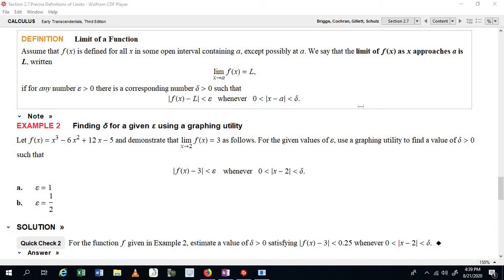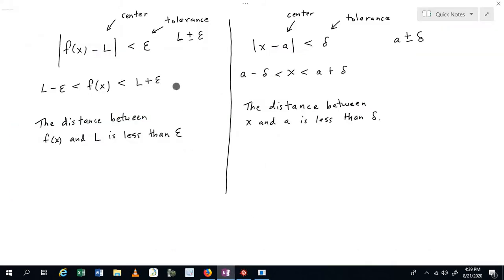Okay, so there's a lot to take in here. I think the first thing we should talk about is how we're going to interpret these absolute value inequalities. So let's talk about that first. This absolute value of f of x minus L being less than epsilon can be interpreted in various ways, which we talked about in the previous video.